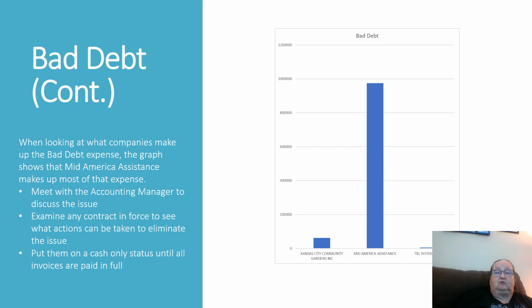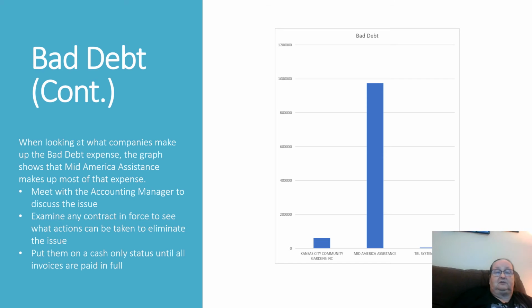But since this is such a drastic thing, I wanted to look at what companies made up that bad debt, to see if there's a way we can address it to ensure that this is not a continuing problem and that we can cut this cost. If you look at the graph, you'll notice that there are three different companies that do have bad debt. However, the Mid-America Assistance Company is the one that makes up 90%, if not more, of that expense. So in order to eliminate that and to get it down, I want to have some recommendations.